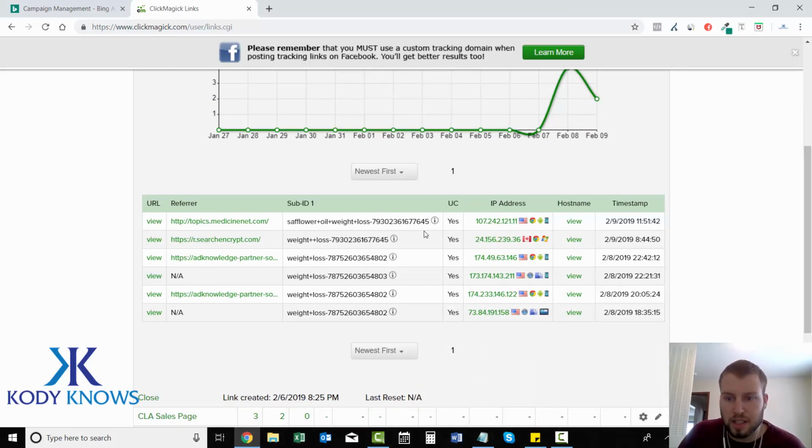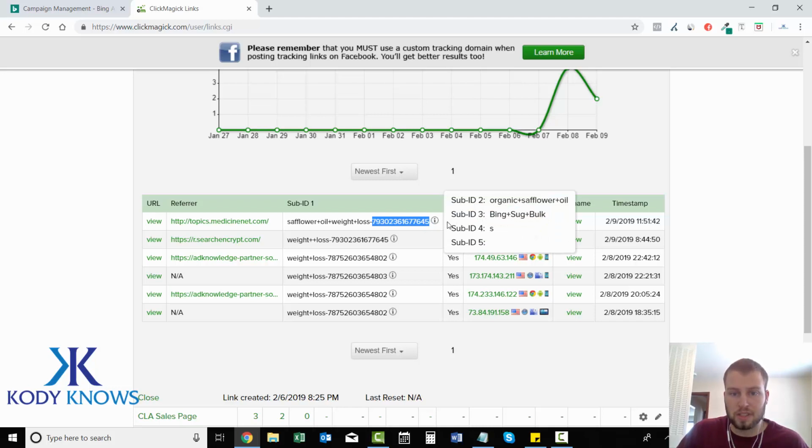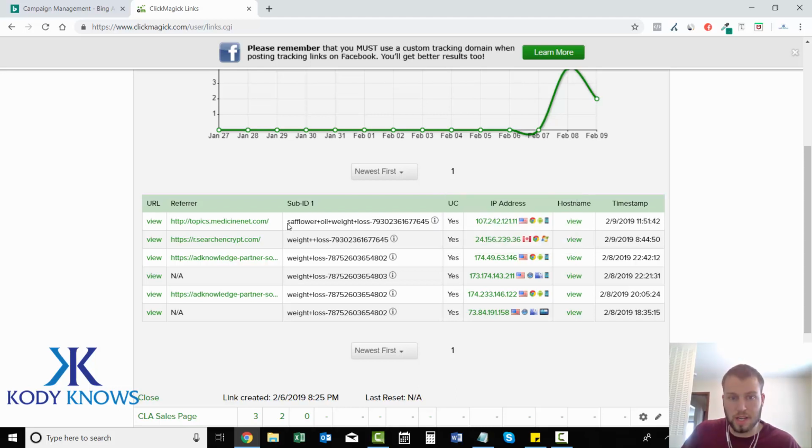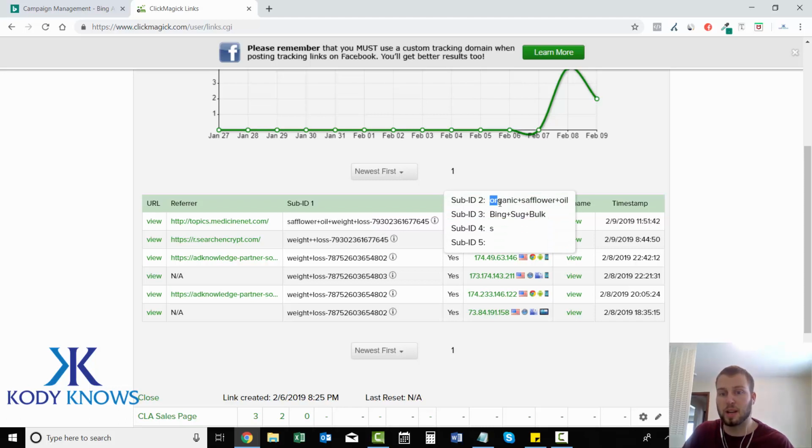So let's dive in. This is the most recent click we got today, because remember, today's February 9th. The keyword which generated the click was safflower oil weight loss. And then this is our ad ID. If I hover over the I, we can see the rest of the sub IDs that we're tracking. This was typed into Bing: organic safflower oil. So this is the keyword that we had imported into our campaign, safflower oil weight loss, and it showed our ad for someone who typed organic safflower oil. And this was in the ad group Bing Suggested Bulk. Remember, we set up the ad group in the previous video.